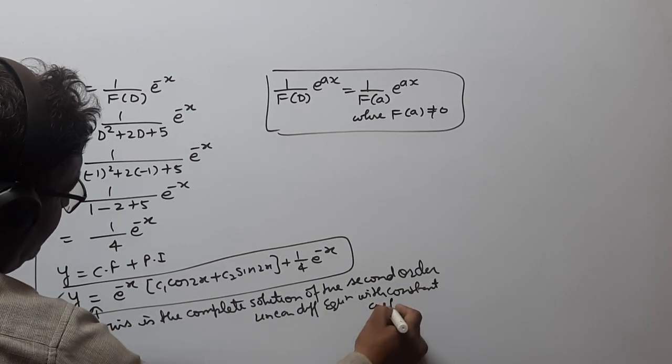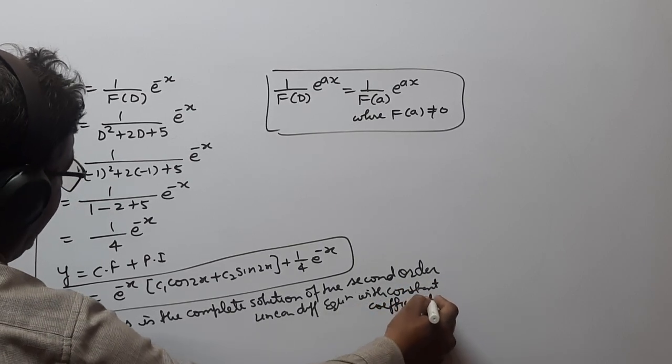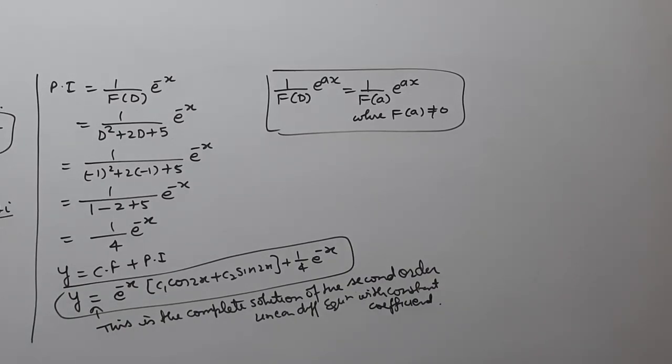So you can see here, if we find the complete solution, we find two parts. One is the complementary function and the other is the particular integral. So the particular integral of e to the power ax can be obtained when we replace D by a.